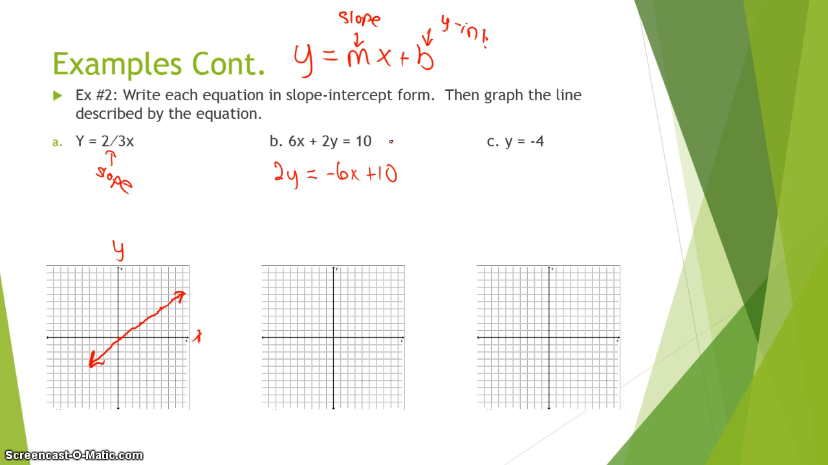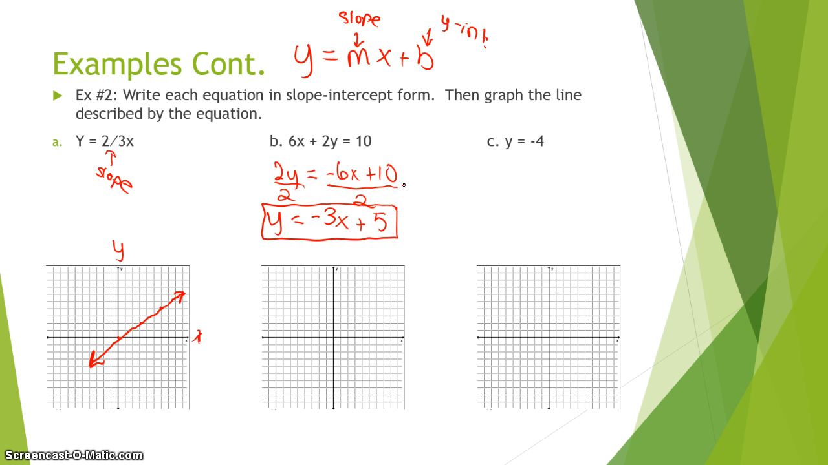I'm starting to somewhat put this in the slope-intercept form, but notice that I have a 2 connected with my y. We need to get y all by itself. So what I'm going to do is divide by 2 on the left side, divide by 2 on the right side. When I divide by 2 on the right side, I'm dividing the 6 and the 10. So what I'm left with here is y equals negative 6 divided by 2 is going to give me negative 3x plus 10 divided by 2 is going to give me 5. So this is my final answer in the slope-intercept form.